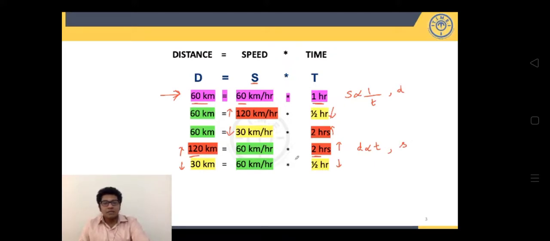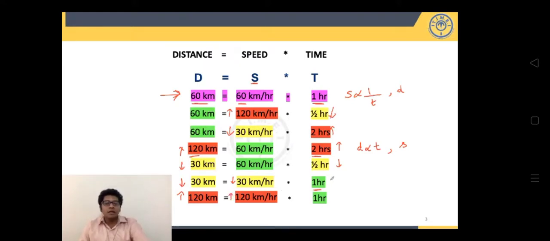Okay, now let's fix time. Now time is fixed, say 1 hour. Now I have to travel only for 1 hour. Okay, now I am decreasing the distance. When distance is decreased from 60 to 30, what will happen to my speed? Speed should also decrease. For a fixed time, if I increase the distance to 120 kilometers, speed should also increase because I have a time limit of only 1 hour. I have to travel 120 kilometers, my speed will increase. So for a constant time, distance is directly proportional to speed.